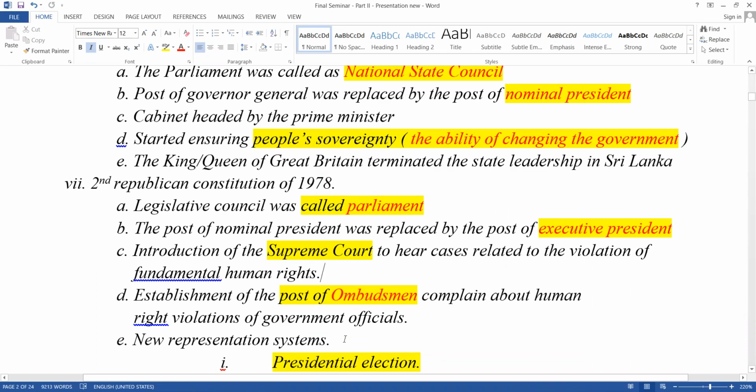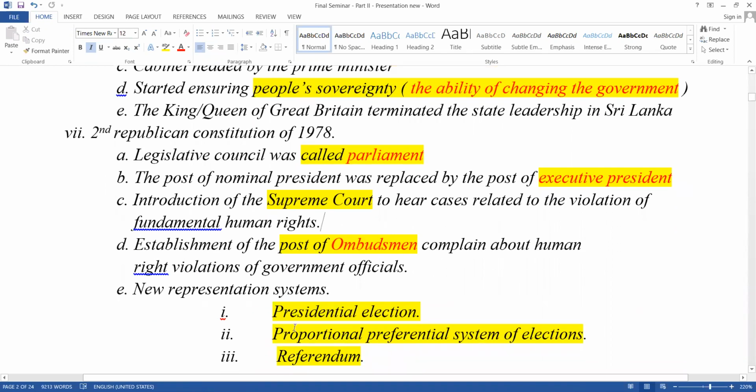And under this 1978 constitution, three new elections were introduced. Presidential election to elect the president, proportional preferential system of election to elect members to parliament, provincial councils, and local government bodies. Referendum is an election in which people can directly participate in legislation by answering yes or no. We will be discussing an essay type question about this later on. Keep them highlighted and complete your notes.